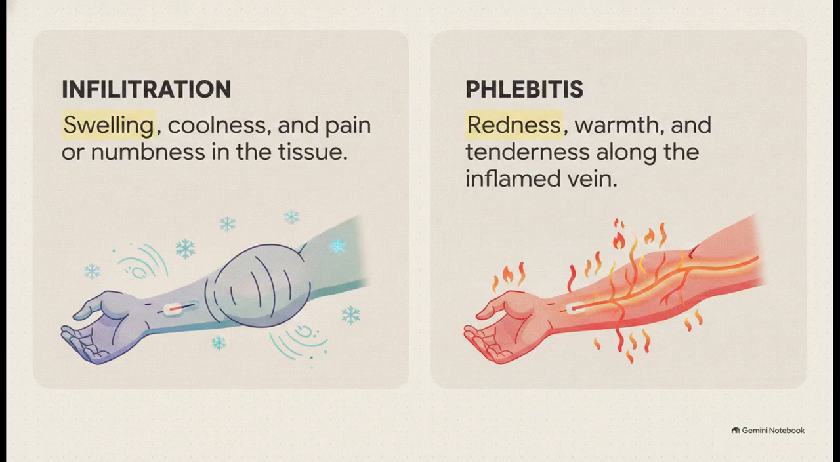Because the locations are different, the physical symptoms are completely stark too. With infiltration, you've got fluid literally building up in the tissue. This stretches the skin, leaving the area swollen, noticeably cold to the touch, and it usually causes pain or numbness. Phlebitis is an inflammatory response. The body is fighting back, so it creates a hot, red, and highly tender area right along the track of the vein. So just remember, cool and swollen for infiltration versus hot and red for phlebitis.